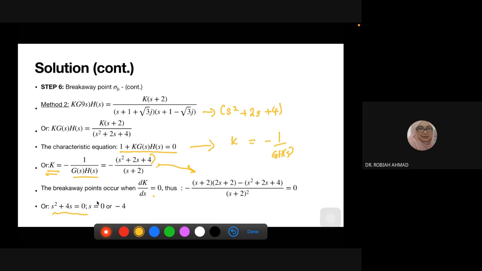breakaway point to finish up your root locus sketch. Okay, so in this case, kita dapat S equal to 0 ataupun S equal to minus 4. Jadi sometimes we have few numbers, kalau especially when it's to the power of 3, to the power of 4, dia banyak point-point tu sebab kita punya locus banyak akan break away. Okay, so then this is step 6.